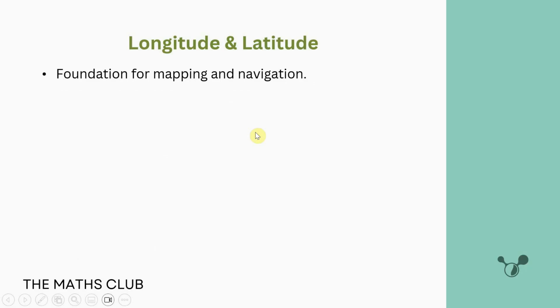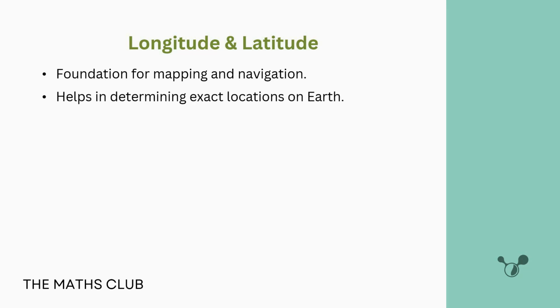Why do we use them? What's the essence of longitude and latitude? First things first, it is used for mapping and navigation. You hear the stories of all those explorers, how they were able to move from one country to another using maps and bearings and all of those things. It's because they know the latitude and longitude. Wherever you are now, if you give me the latitude and longitude of a location, I will find you. So it's foundational for mapping and navigation, and it helps to determine exact locations on Earth.